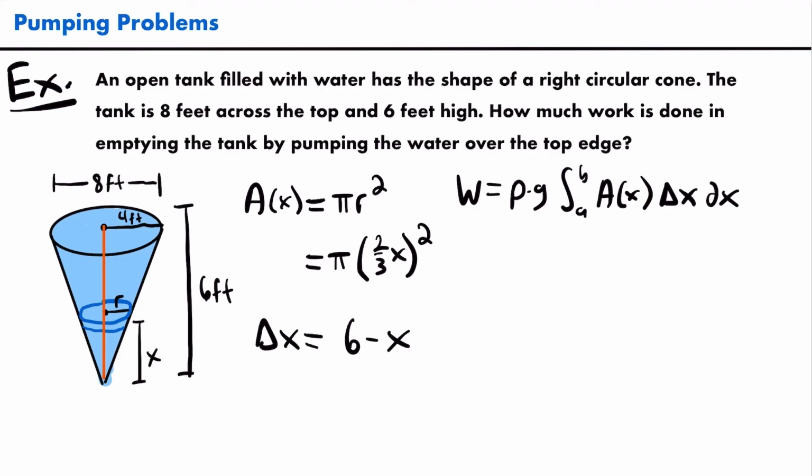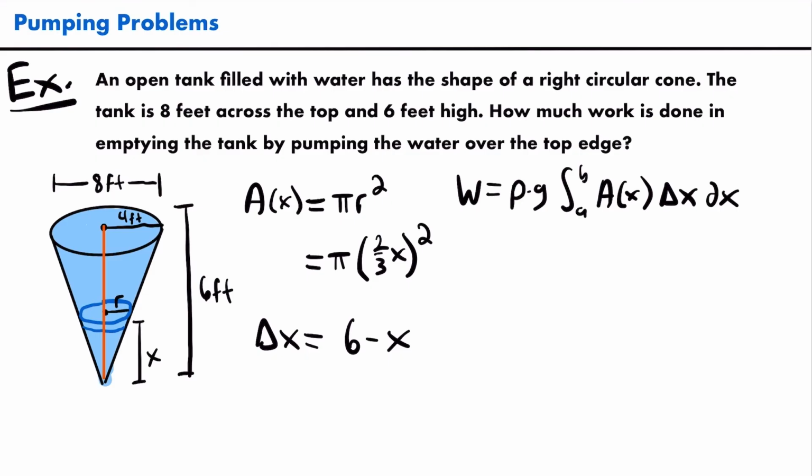All right, and so now we have pretty much everything we need to know to set up this definite integral. We just need to figure out our bounds of integration, and then of course we know that the weight density of water when we're working with feet will be 62.4 pounds per cubic foot, but we'll get to that. Let's figure out our bounds of integration first, and the bounds of integration are just going to be the range of our x values, right? How much water do we need to pump out? Well, we need to pump out the water from x equals 0 to x equals 6 because that whole tank is filled. So we know that our bounds of integration will be from 0 to 6.